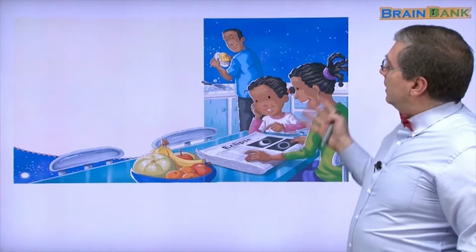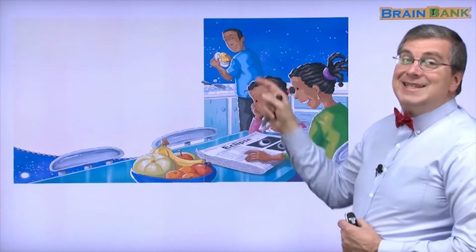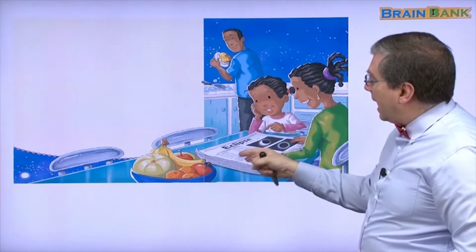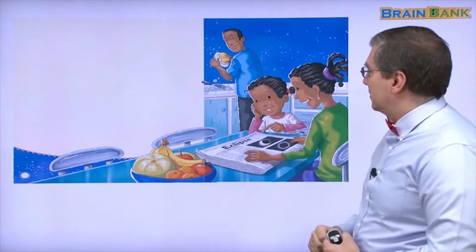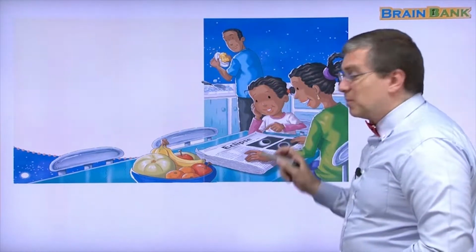Okay. What do we see here? It's morning, right? They've just finished breakfast. Dad is washing the dishes. Mom has a newspaper. And the little girl is looking at the newspaper. Let's read together.